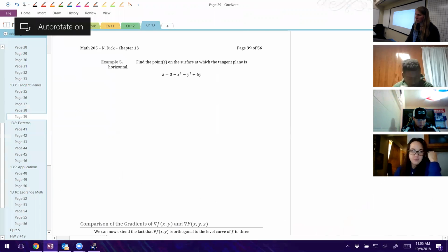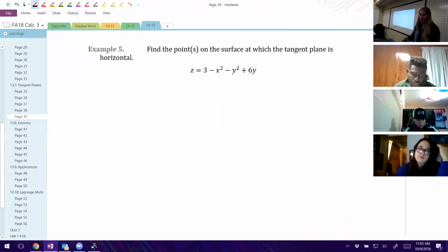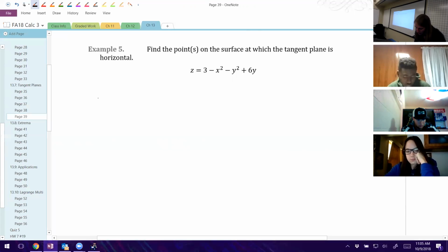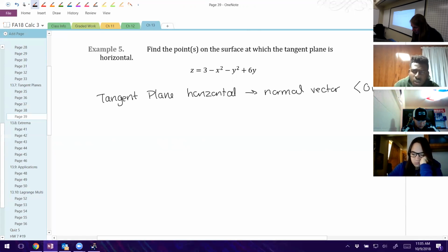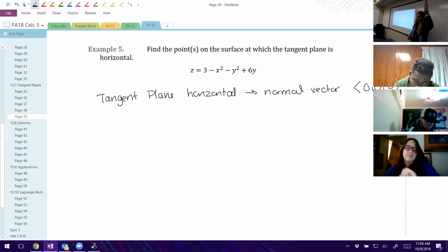So, the point at which the tangent plane is horizontal. Before we get to the derivatives-equal-0 part that we'll see in a minute, to have a horizontal tangent plane, or any plane being horizontal, what do we have to know about its normal vector? It has to be 0, 0, 1. Let's be a little more general: 0, 0, and then something. Any z value would work as long as it's going straight up and down. We're good.